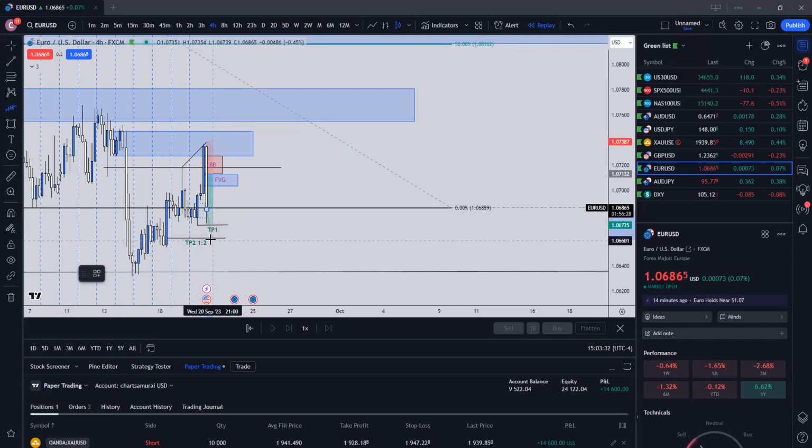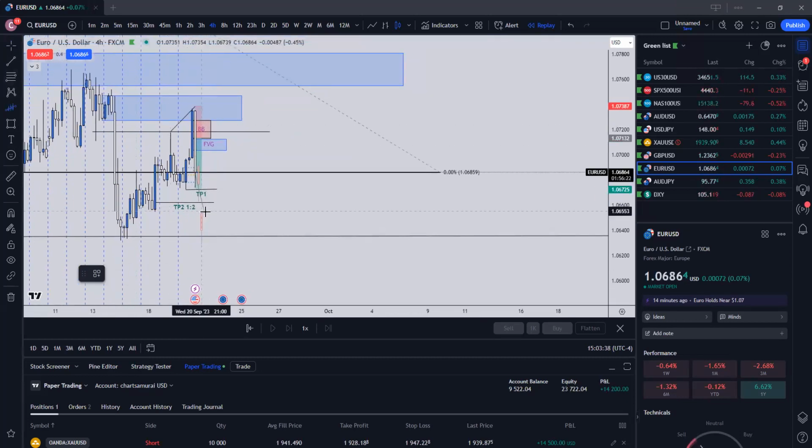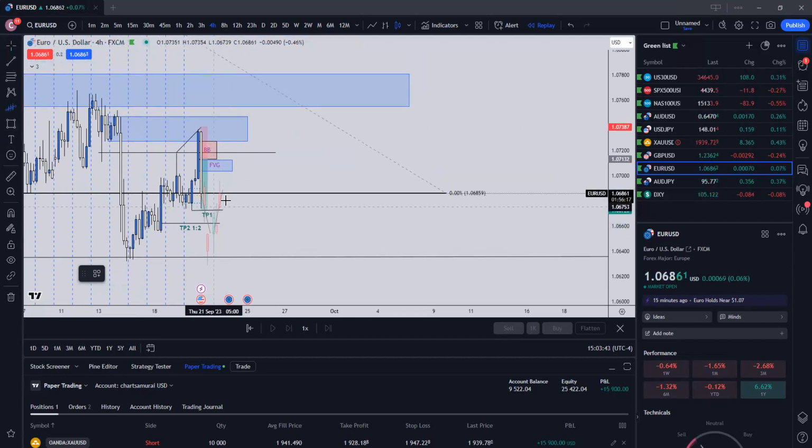So I would want to see price break. Let this be like Asia high. And then I'd look for London or New York to come like this and continue to lower.